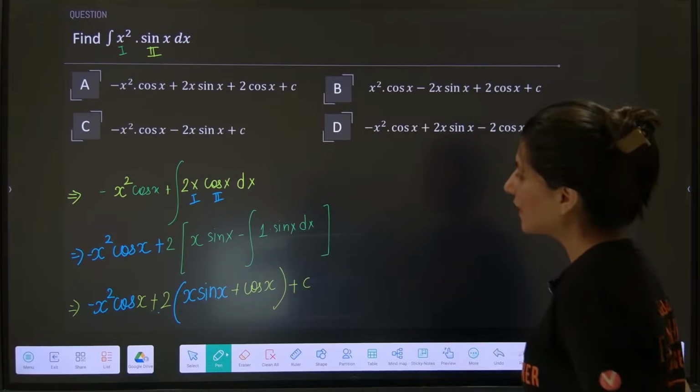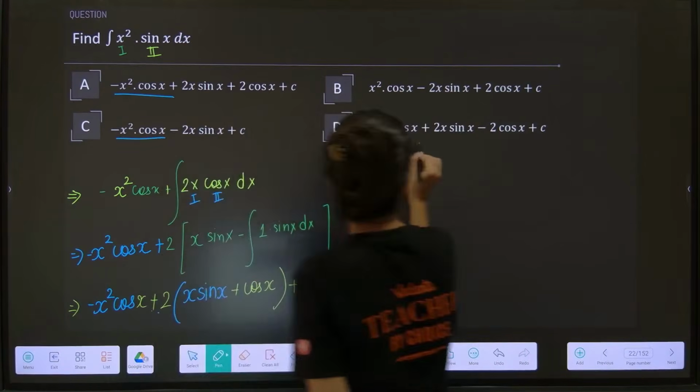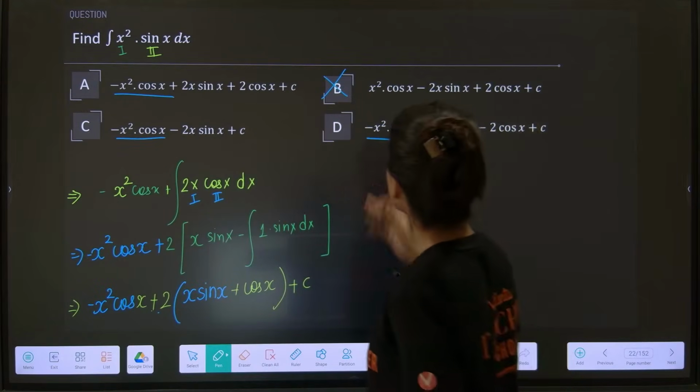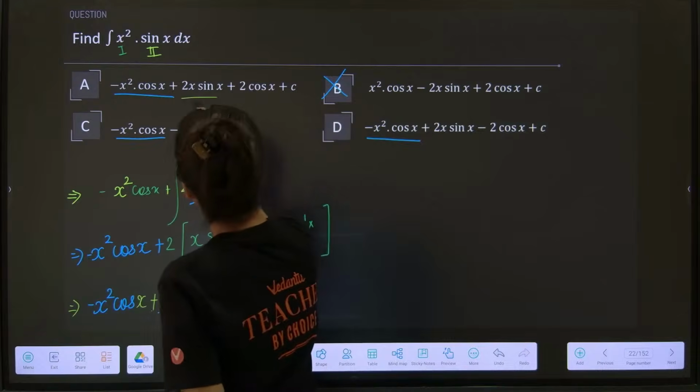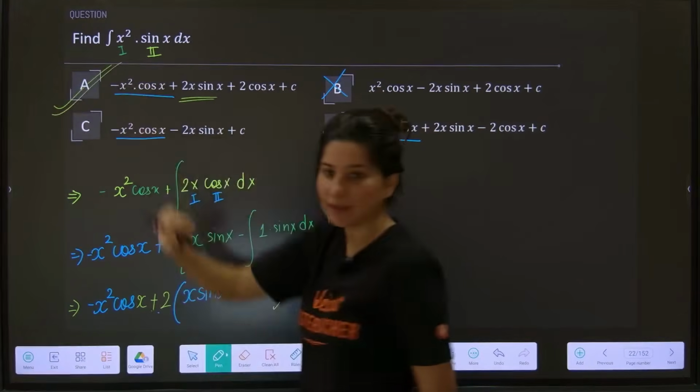So minus x square cos x. So I think this and this, B option is wrong. Plus 2x sin x. So I think B and C both are wrong. Plus 2x and plus cos x. Option A is absolutely right.